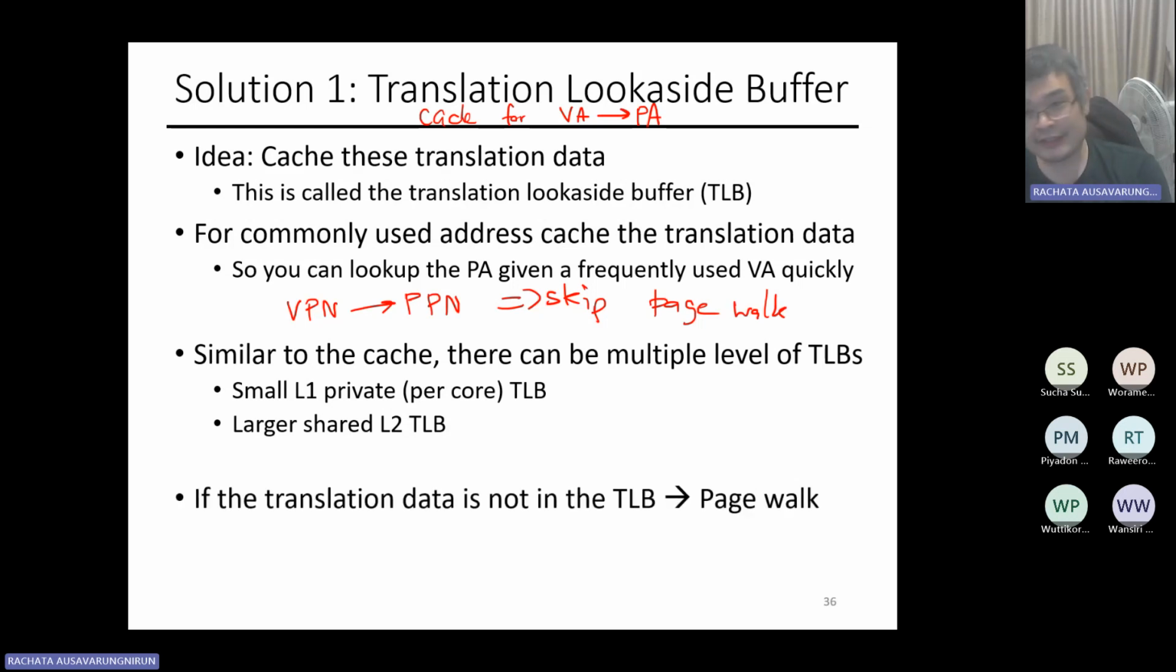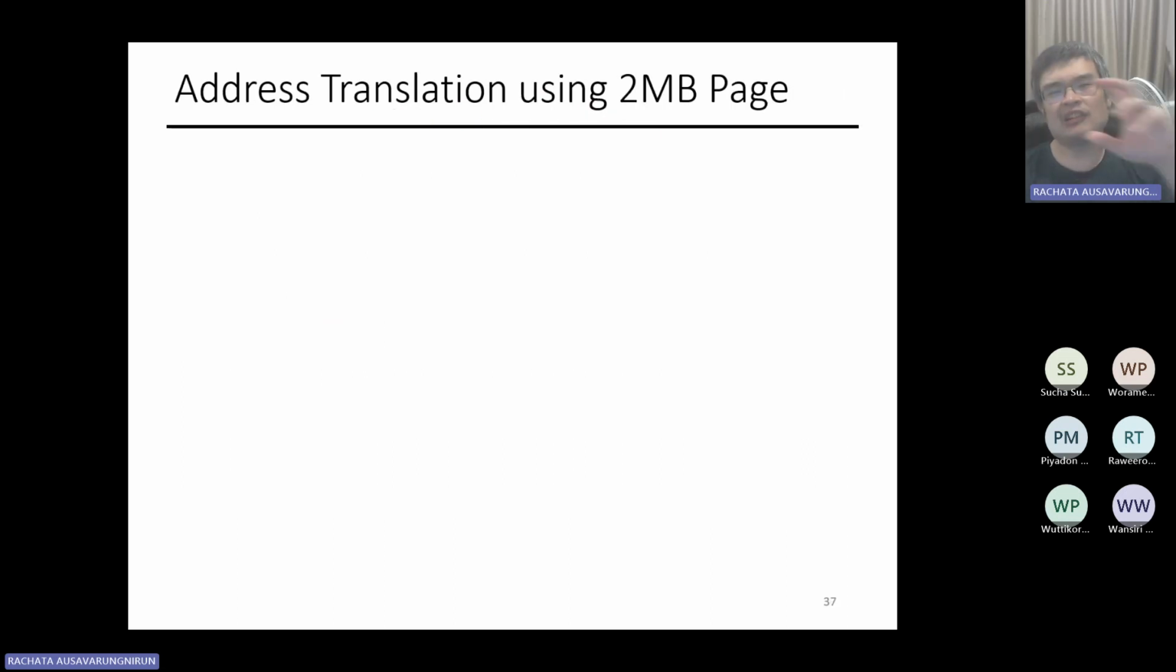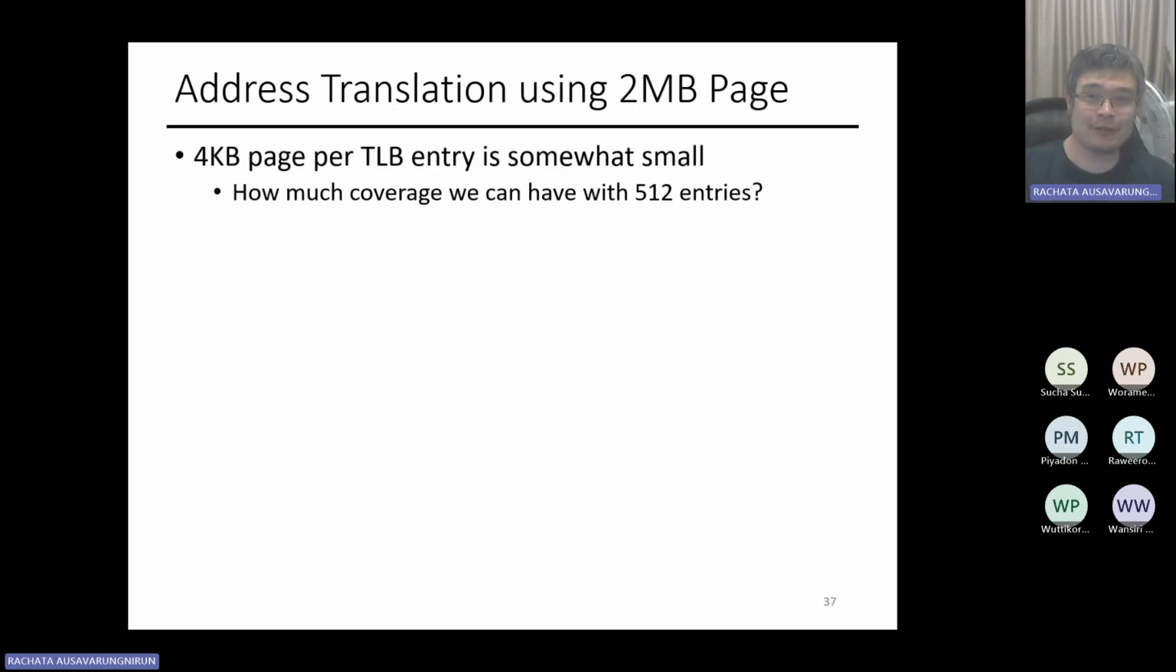If the translation data is not in the TLB, that's when you have to do the page walk, all right? So you can also use large pages, right? Because a 4 kilobyte page is going to be somewhat small. The TLB has limited size, right? Each entry of 4 kilobytes will cover just 4 kilobytes. So let's say you have 512 entries, the whole TLB will be able to cover just up to 2 megabytes, right? For example, here, you basically have 2 megabyte coverage.